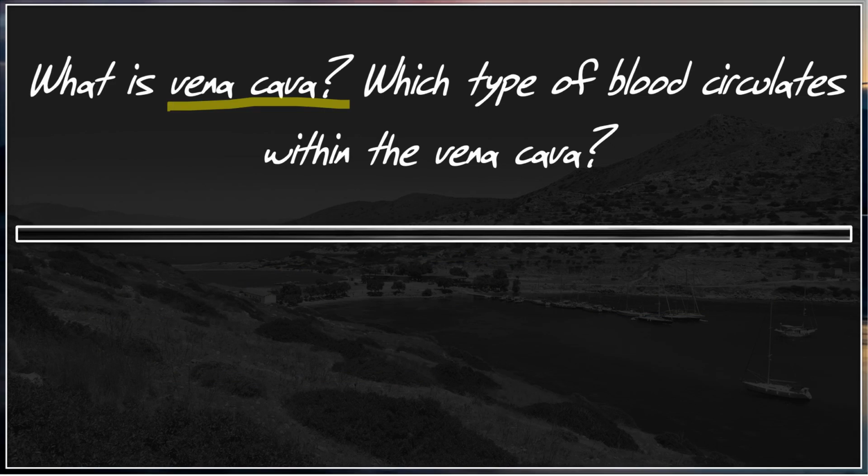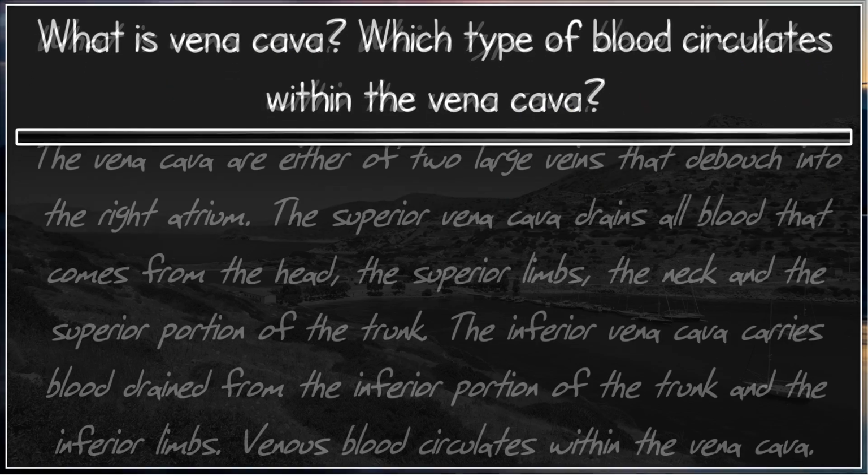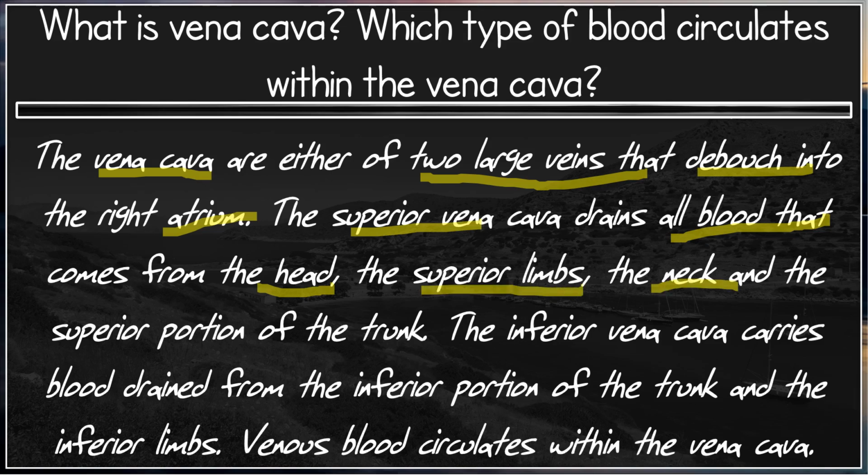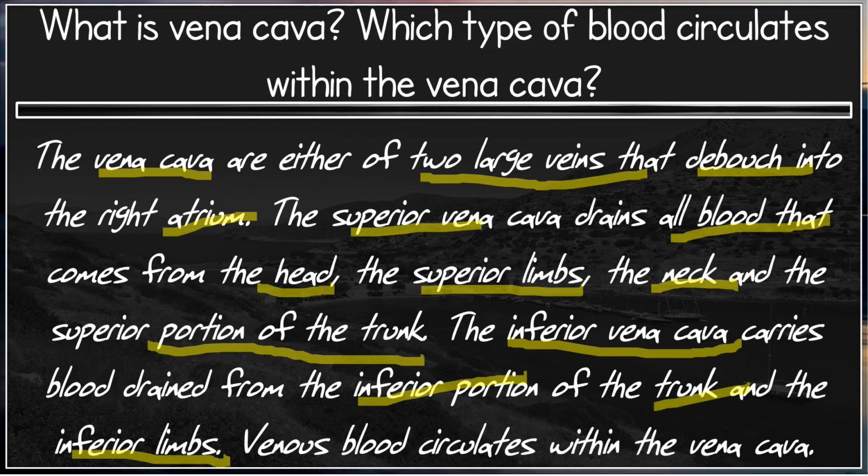What is the vena cava? Which type of blood circulates within the vena cava? The vena cava are two large veins that drain into the right atrium. Superior vena cava drains all blood that comes from the head, the superior limbs, the neck, and the superior portion of the trunk. Inferior vena cava carries blood drained from the inferior portion of the trunk and the inferior limbs. Venous blood circulates within the vena cava.